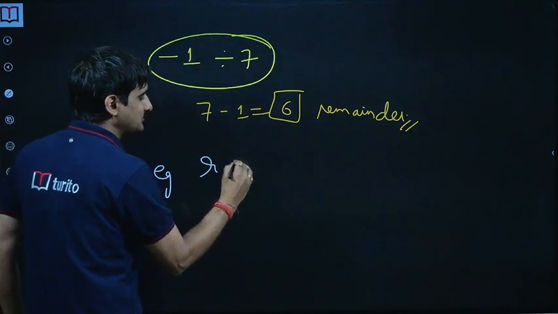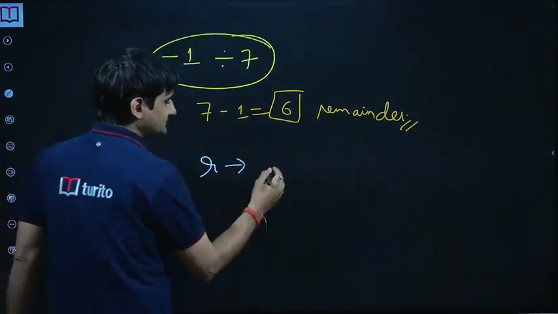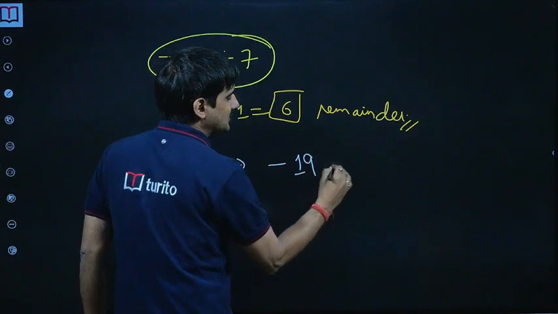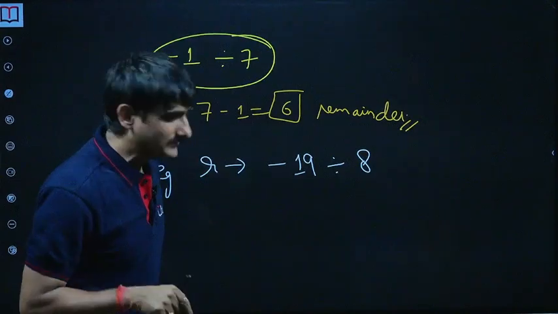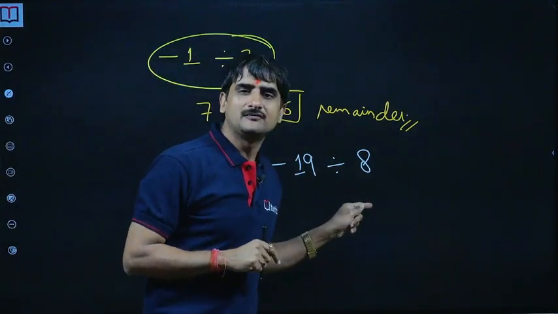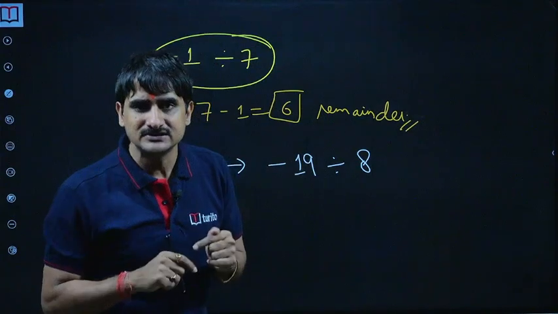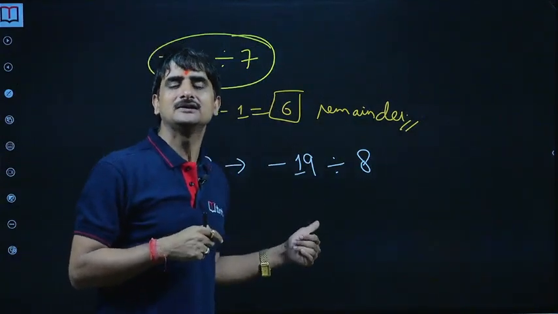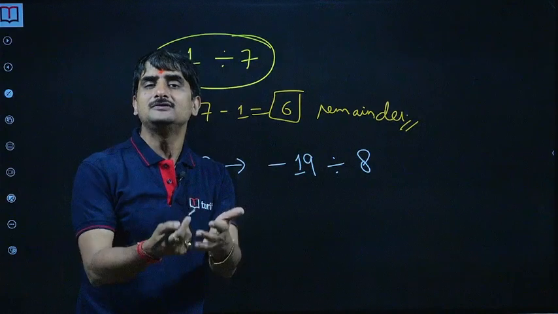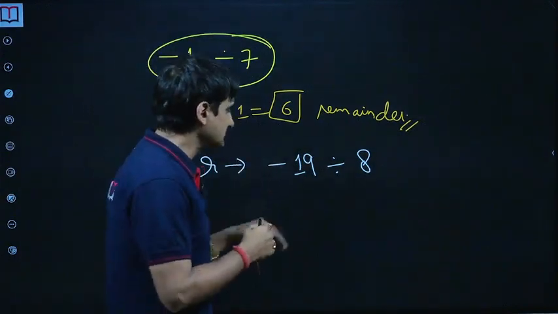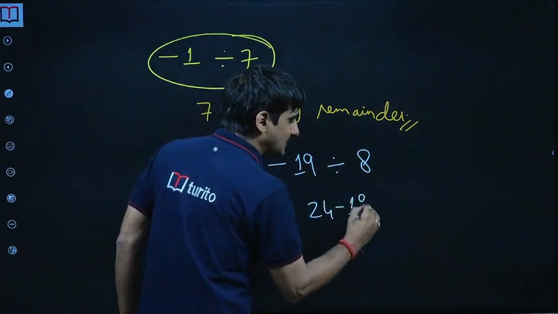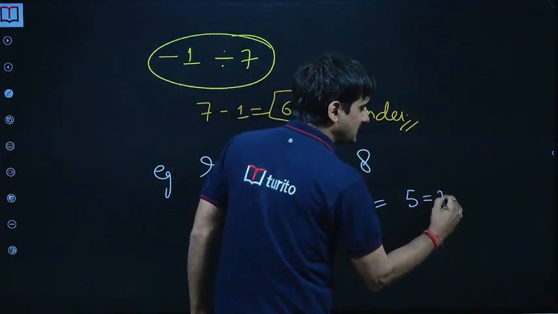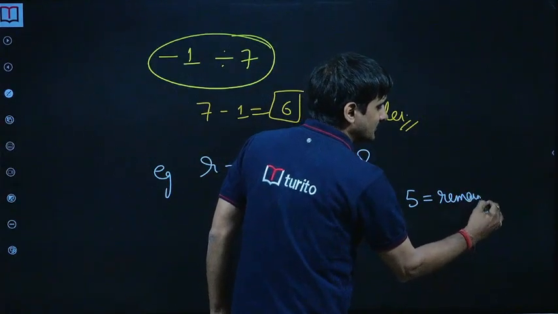To make my point more clear, I will take one more example. Let's say I ask you to find the remainder when minus 19 is divided by 8. Again, count in the multiples of 8 and get that multiple which is just larger than the magnitude of the dividend. So 8 times 3 is 24. 24 is just larger magnitude wise than minus 19. Add it to the dividend, and whatever is left is the remainder. That's it, bachcho. So that was one case.